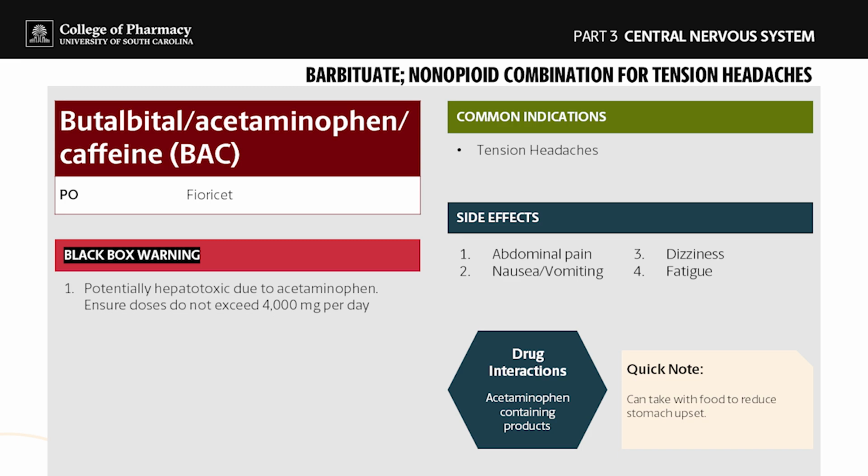The indication is for tension headaches. The side effects would be abdominal pain, nausea and vomiting, dizziness, and fatigue. You can take this one with food to decrease stomach upset. And remember, if somebody is taking this drug, let them know that this contains acetaminophen because they can get too much. You don't want them to take too much because that could cause hepatotoxicity.